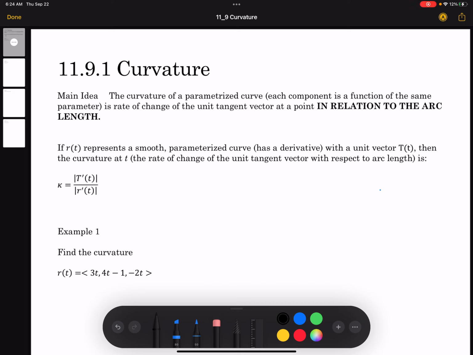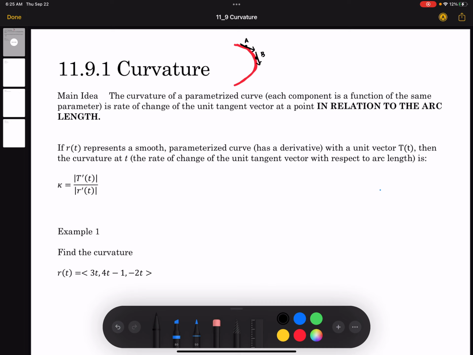All right, so let's draw a curve. We'll use red. So imagine we have a curve that looks like this. And let's put a couple of points on that curve. Let's put a point here, and we'll put another point here. And we'll draw a unit tangent vector at point A, and we'll draw another unit tangent vector at point B.